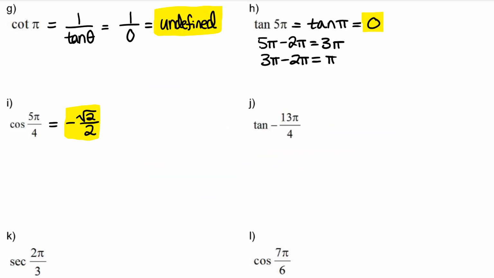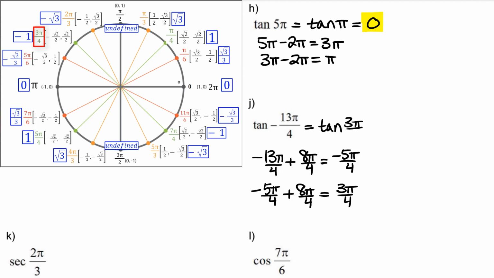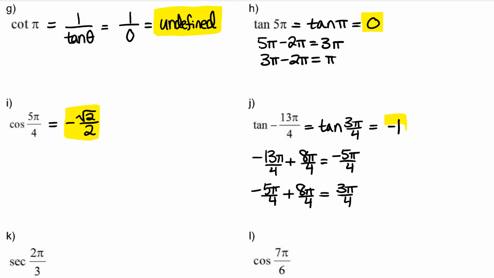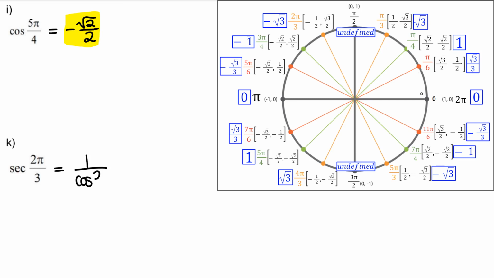For tangent of negative 13 pi over 4, add 2 pi to find a coterminal angle. I did it twice so we could find a positive coterminal angle. Tangent of 3 pi fourths is equal to tangent of negative 13 pi fourths, and that would be negative 1. For secant of 2 pi thirds, secant is the reciprocal function of cosine, so that would equal the reciprocal of whatever cosine of 2 pi thirds is. Cosine of 2 pi thirds is negative 1/2. The reciprocal of negative 1/2 is negative 2.